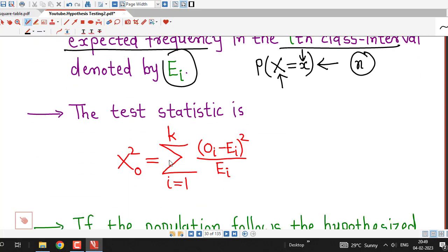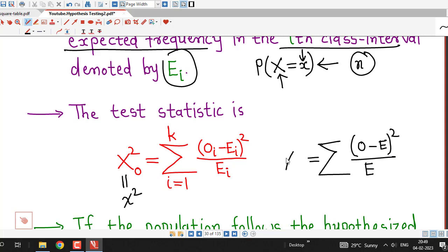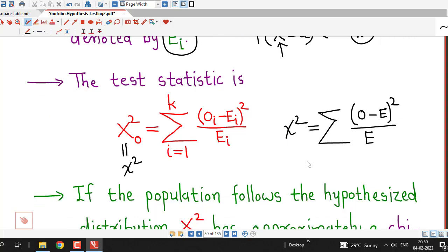The test statistic is X naught square. Some authors are using this notation and this is also valid. So this is sigma i equal to 1 to k, O suffix i minus E suffix i whole square divided by E suffix i, or you can ignore this subscript and simply write this as O minus E square divided by E, and this is our test statistic. Sum runs over all possible categories.